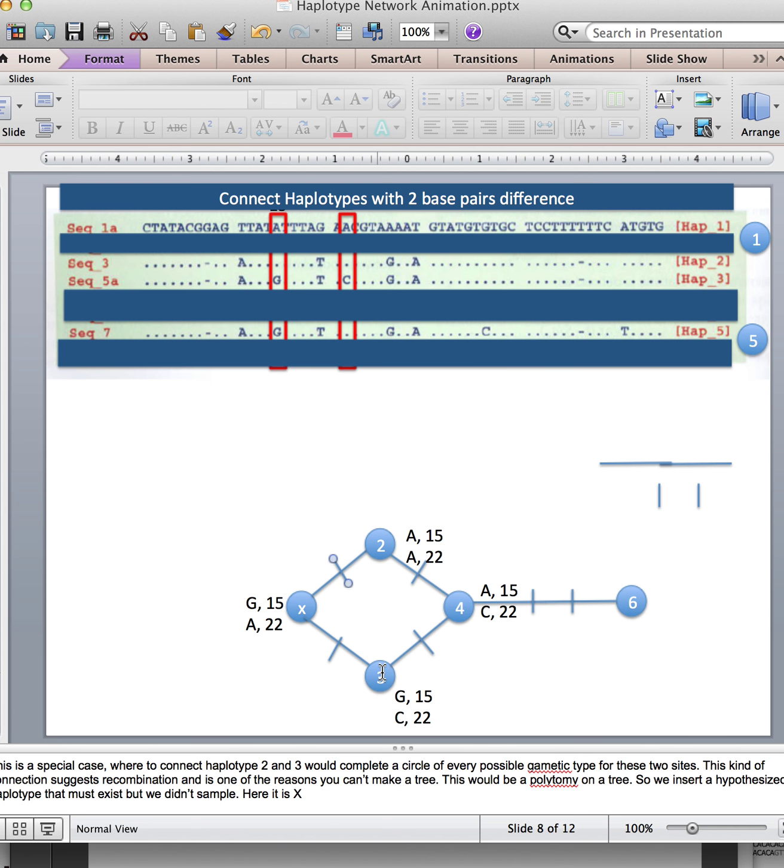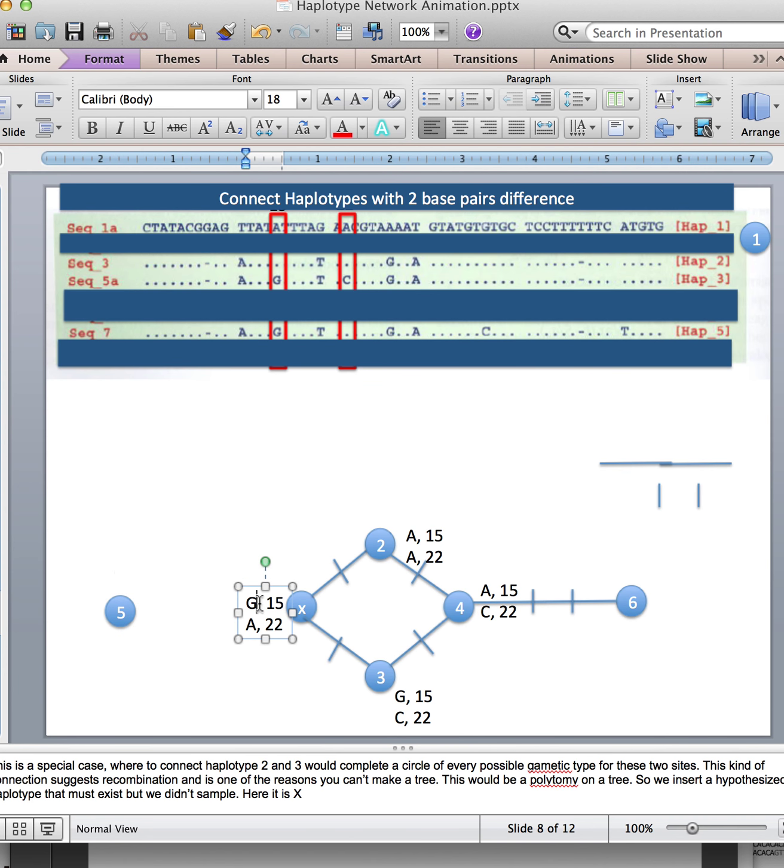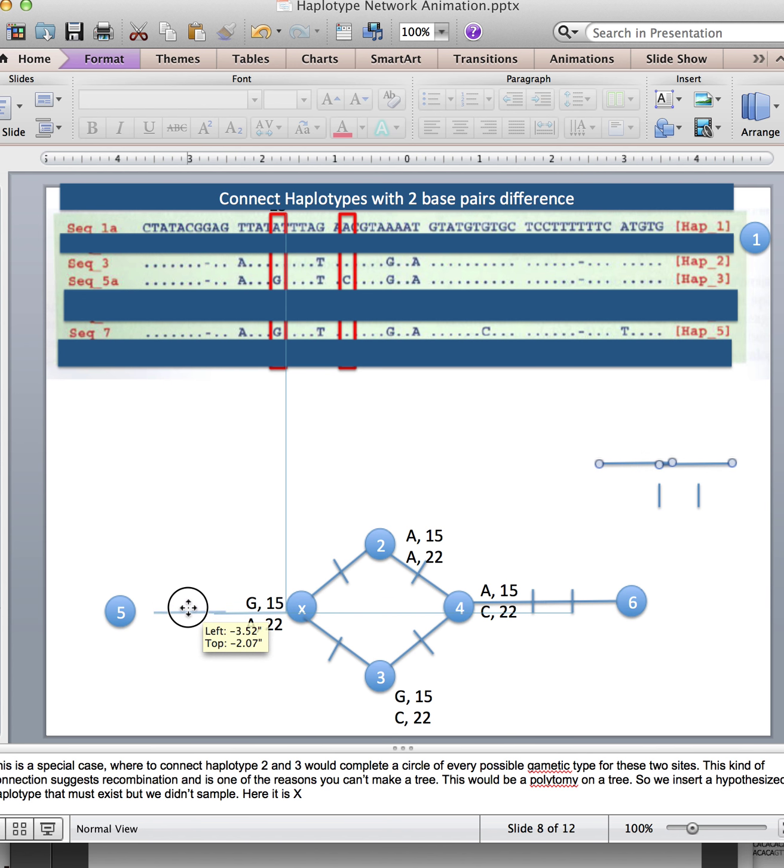That is fantastic because we still have another haplotype we want to connect here, and that haplotype is number 5. So here we go with number 5. Number 5 is 2 base pairs different from this haplotype. If you look at number 5, at position 15, it has a G, which is what this one has, and then at 22, it has an A. Perfect. But it does have 2 other differences. So we draw our line over and put our 2 other differences right here and here.